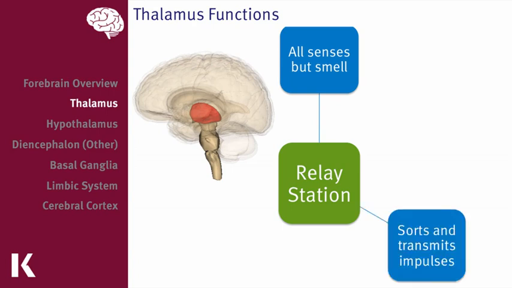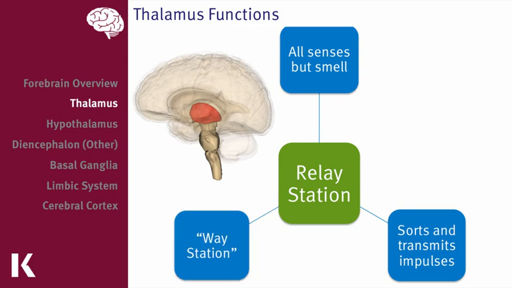The thalamus will then sort all of that sensory information, with the exception of smell, and then decide which part of the cerebral cortex that information needs to be transmitted to. And for this reason, the thalamus is often referred to as the way station, as it decides where that stimuli will need to be relayed to in order to be deciphered.